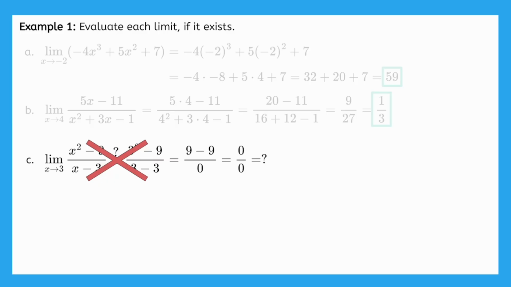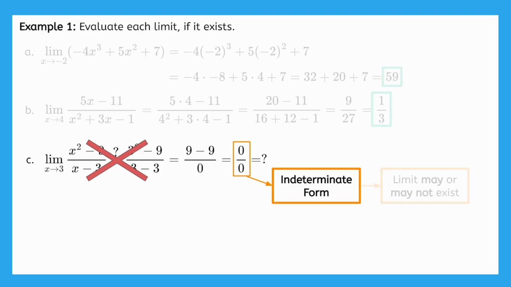At first glance, this fraction, 0/0, may seem like we've reached a dead end because we can't divide by 0. But 0/0 is actually a really interesting result. It's called an indeterminate form, and it doesn't mean we have to stop. It actually means that we need to investigate further because the limit may or may not exist. Let's see why.